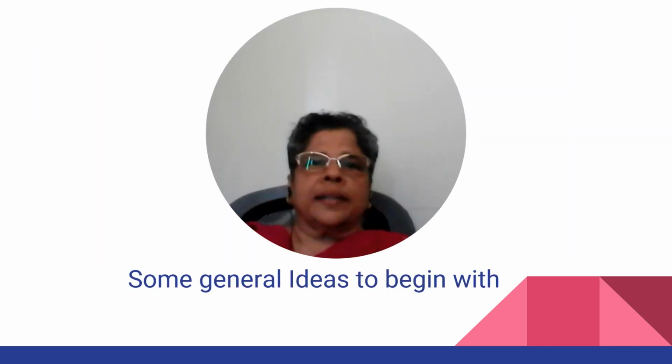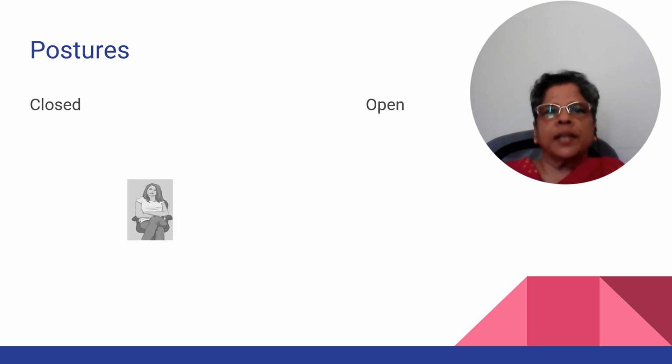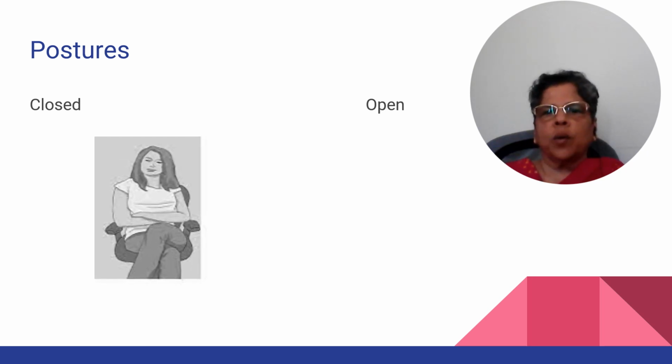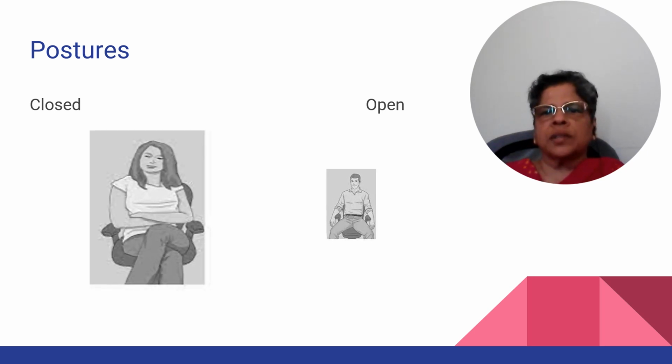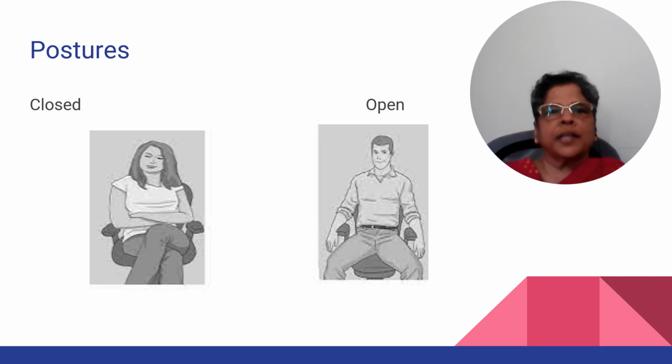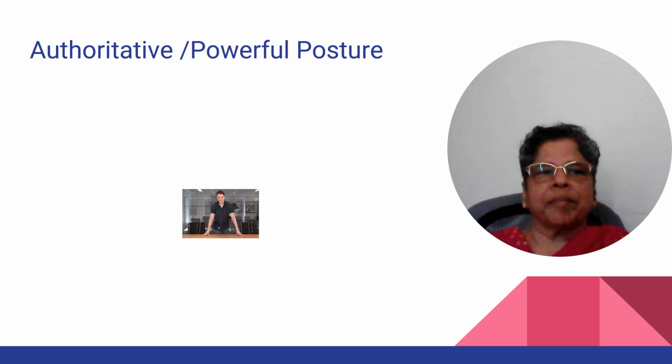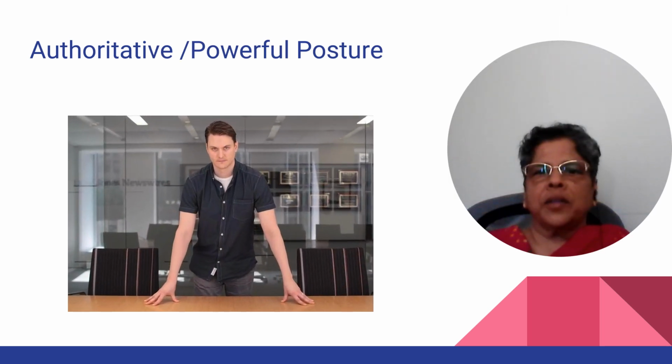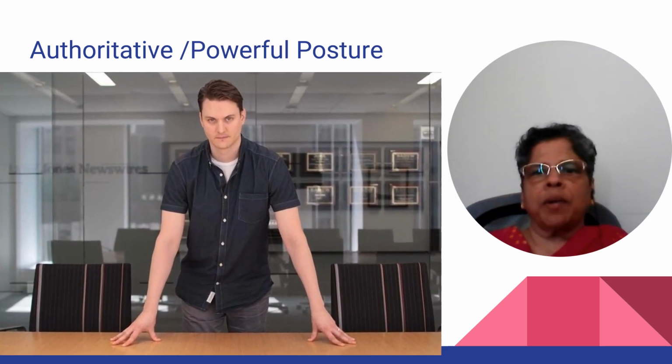Now let's look at some general ideas about behavioral diagnosis to begin with. Now let's look at some postures. You may think over if any one of these looks like a parent-like posture or adult-like posture that you're familiar with. Reflect in your thinking. What is the kind of power this person is exuding?